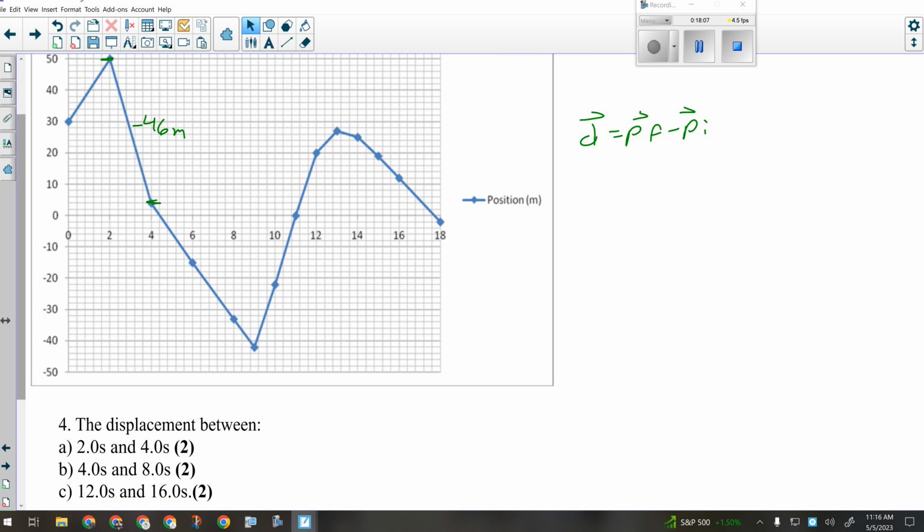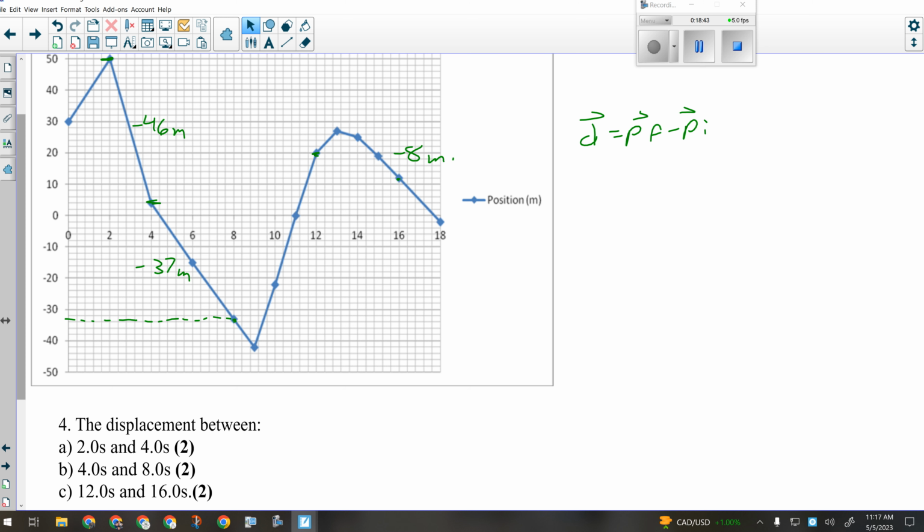Between 4 and 8 seconds, here's where we are at 8 seconds. That looks like 33 to me. So our final position is negative 33 minus 4, which is negative 37 meters for that one. And then between 12 and 16 seconds, my position at 12 seconds is positive 20, and at 16 it is positive 12, so negative 8 meters for that section.